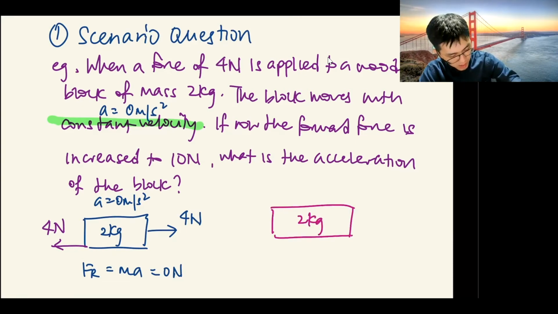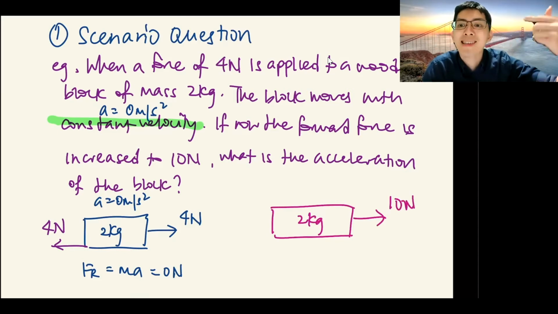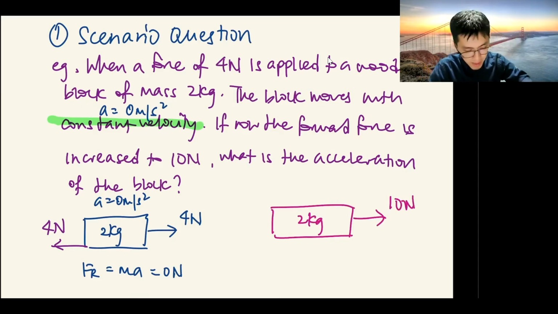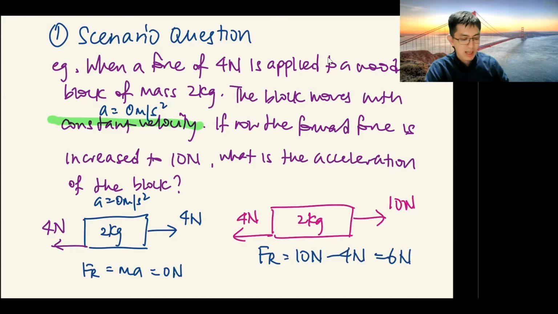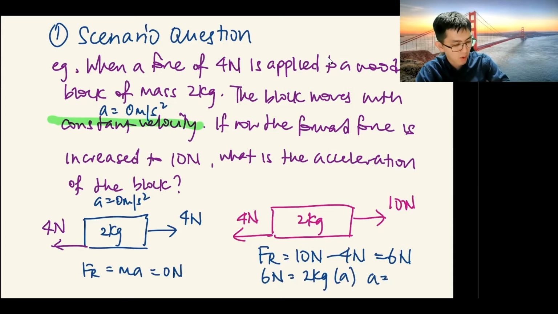2 kg. I'm going to increase the force to 10 newtons. Friction remains the same. No matter what, friction remains the same. So therefore, this is 4 newtons as well. So my resultant force is 10 newtons minus 4 newtons, which is equivalent to 6 newtons. Zen, but they're not finding resultant force, they're finding acceleration. So how do I do that? Very easy. 6 newtons equals 2 kg times a, and a would therefore be 3 meter per second squared.